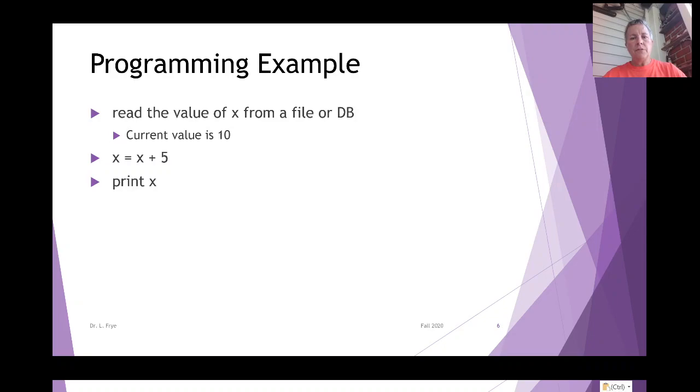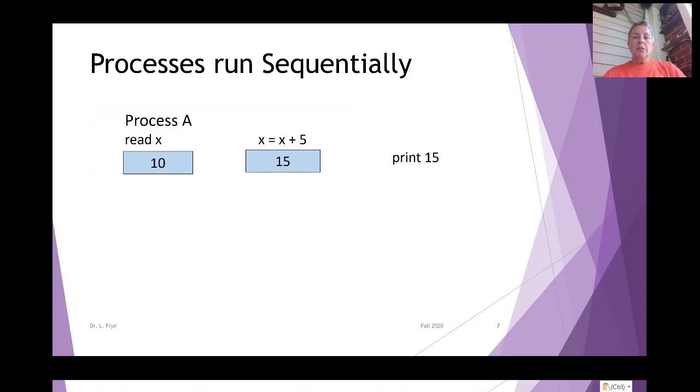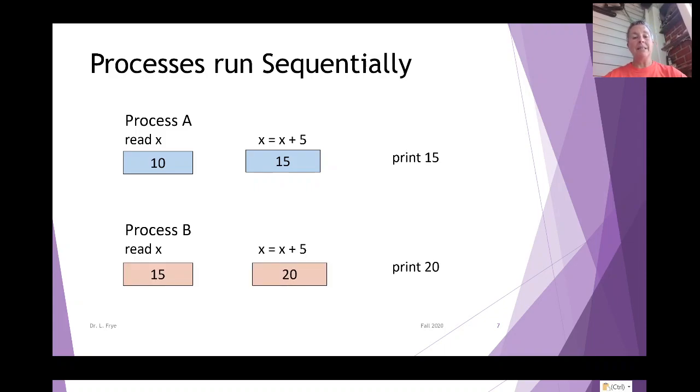But let's say that we have 2 users that run this program, so we have 2 different processes running the same code. If the processes run sequentially, then process A is going to read the value of X. It will add 5 to X for 15 and print 15. Now process B runs. Now it reads X. It is now 15. Process B will add 5 to X and store the new value of 20. So now when it prints X, it's 20. And that's what we would expect.